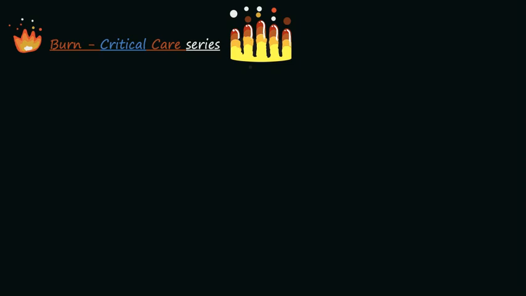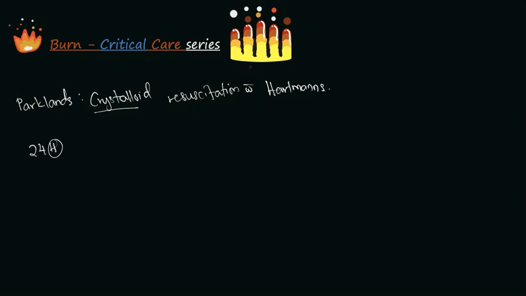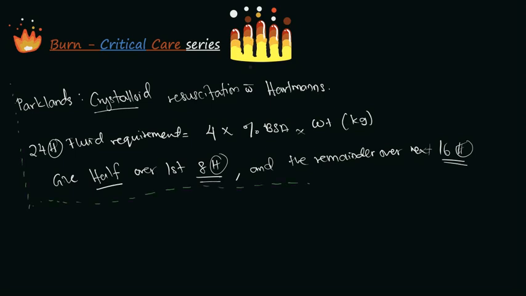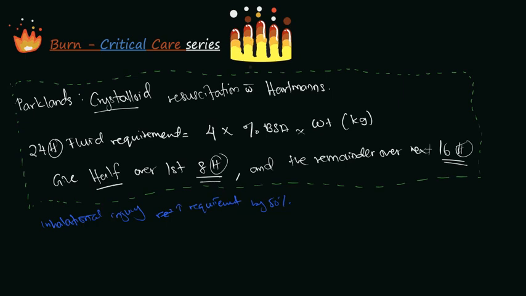So how much fluid do we have to give? Conveniently, we have Parkland's formula, which describes the crystalloid resuscitation with Hartmann's. It gives a total 24-hour fluid requirement, wherein the formula is 4 times percentage of body surface area times weight in kilograms. You give half of the total over the first 8 hours and the remainder over the next 16 hours. A caveat pertinent to our resuscitation is that when there is involvement of inhalational injury, fluid requirements can increase by about 50%.